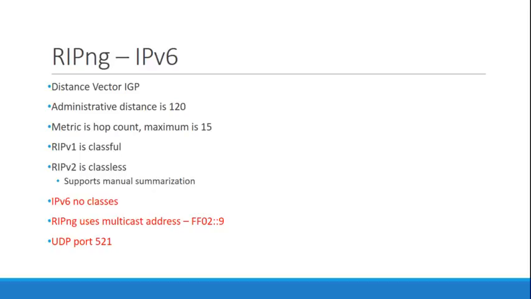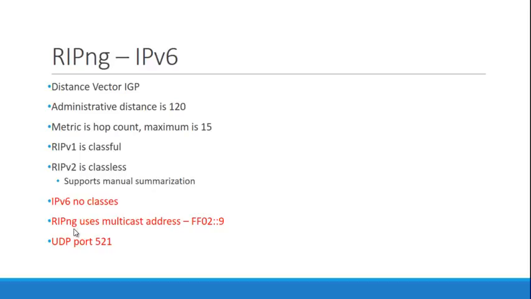Here I've taken basically the same information but highlighted how RIPng is different. And in hindsight, I guess I should have highlighted IPv6. But given that, RIPng is still a distance vector IGP. Its administrative distance is still 120. It still uses hop count as its metric.